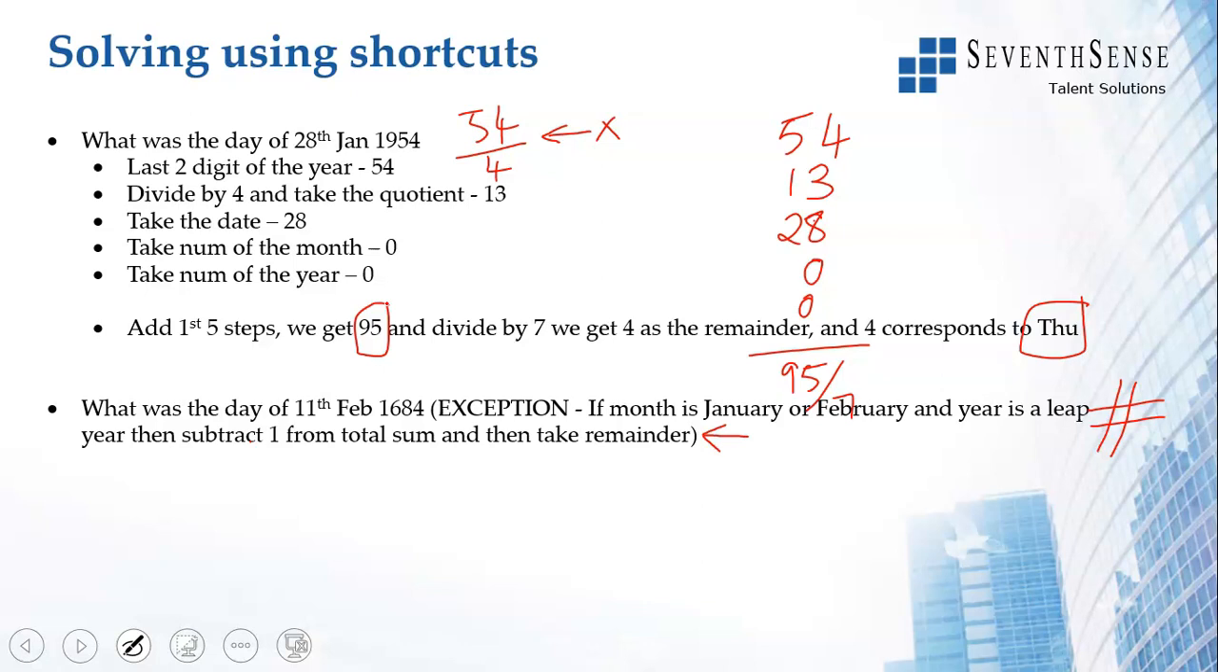So how do we do this? Firstly, you take the last two digits of the year. So we do 84, we keep it here. Then you divide 84 by 4. 84 by 4 is 21, right? So take the quotient. Then we add 21. Then you add the date, which is 11.